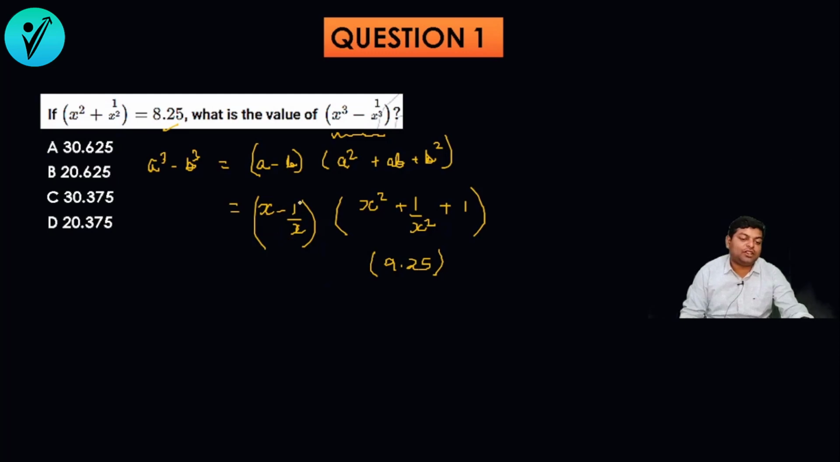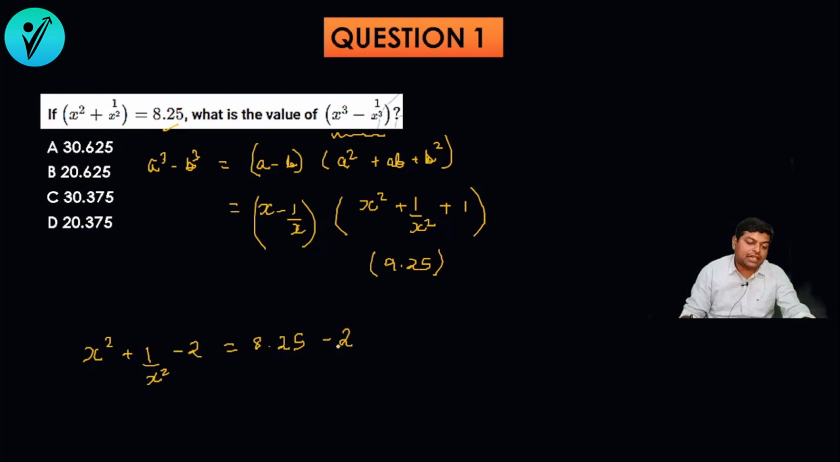So what should be the value of x minus 1 upon x, or how do we get this value? For this, I'll again use this equation. It says that x square plus 1 upon x square is equal to 8.25. From this equation, we need to get the value of x minus 1 upon x. So I'll simply write x square plus 1 upon x square is equal to 8.25. Now I'm simply subtracting 2 from both sides.